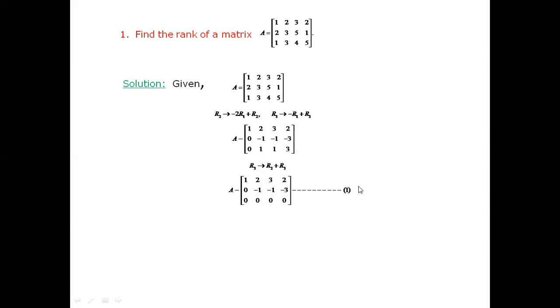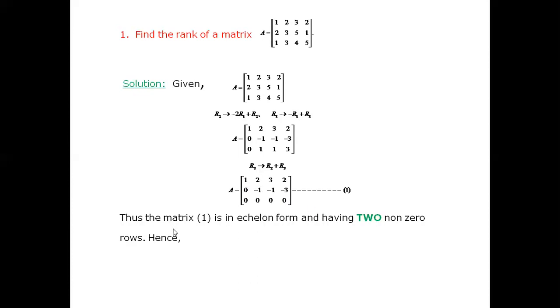Let us call it matrix 1. Thus matrix 1 is in echelon form. How many non-zero rows do we have here? This is a zero row, completely zero, leave it. By leaving this, if we count, there are 2 non-zero rows. So hence the rank of the matrix is 2. This is how we can find the rank of a matrix.